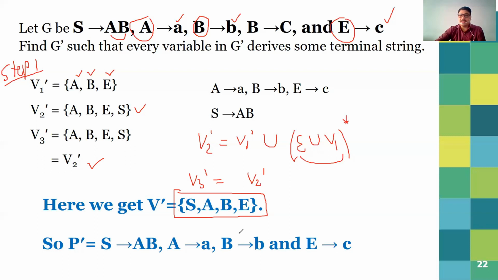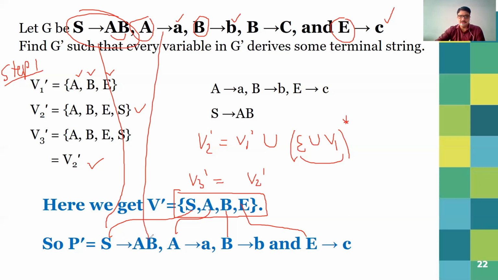Now write the production rules for that. These are the variables: S, A, B, and E. You can see easily that the variable C is not present in our obtained set of variables, so we will eliminate such variables or productions. S to AB: S is given, AB is in the set, so S to AB will be included in the production set. Next is A to a. This is a terminal, and A is already in the set, so we write it here. B to b we also write here.